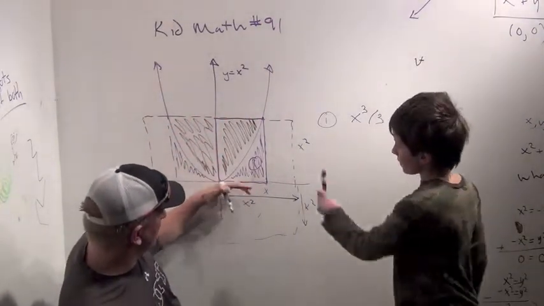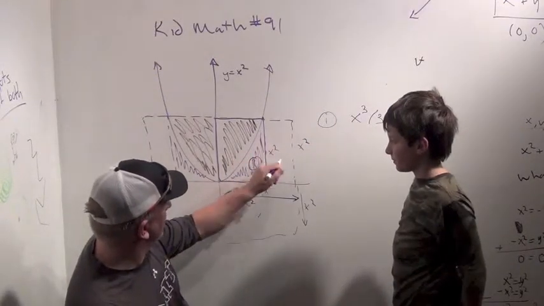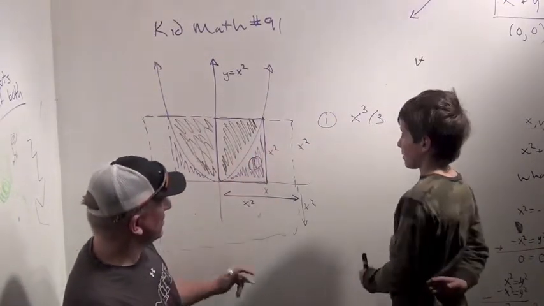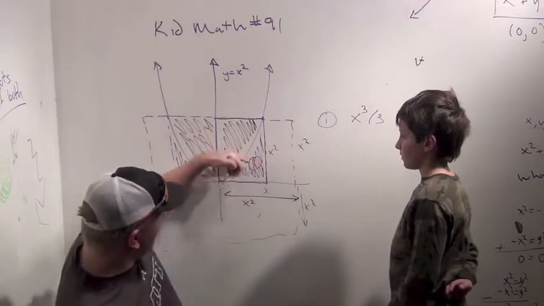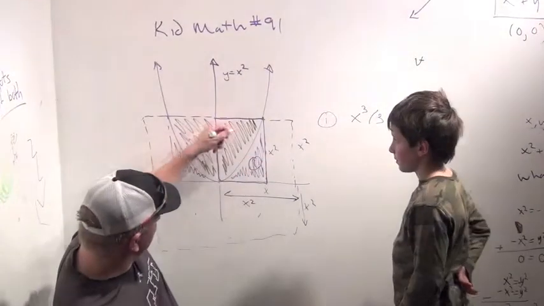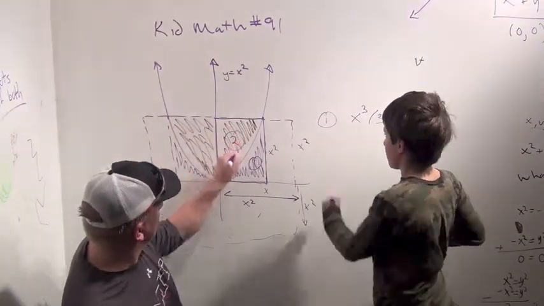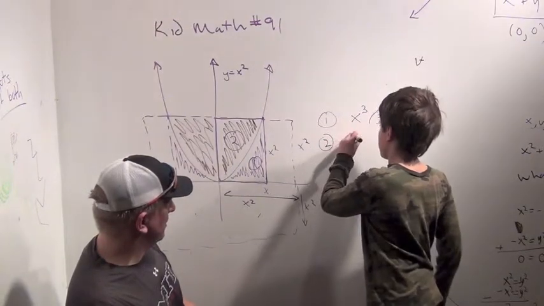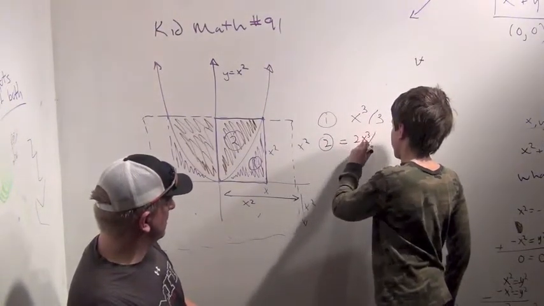This rectangle here that's x wide and x squared tall, what's the area of that? It's x wide by x squared tall, so it's x cubed. And this bit's x cubed over 3. So what's this bit here that I'm going to call 2? So 2 is 2x cubed over 3.